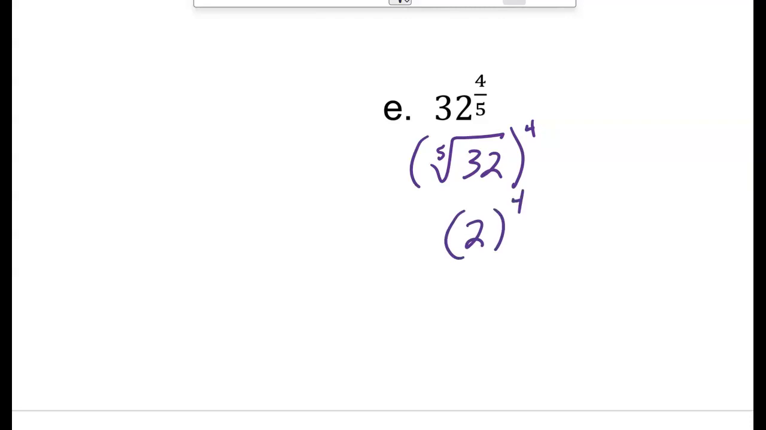All right, guys, what do we do for this one first? How do we rewrite this? The 5th root of 32, all raised to the 4th power. All right, guys, what's the 5th root of 32? 2. 2 raised to the 4th power. 16.